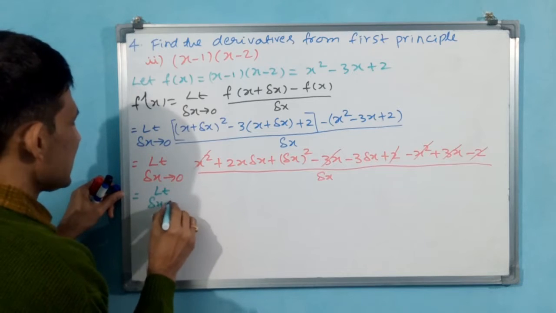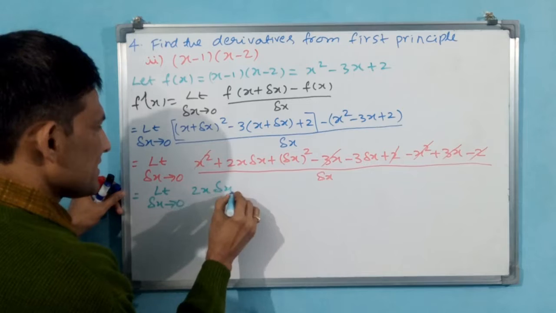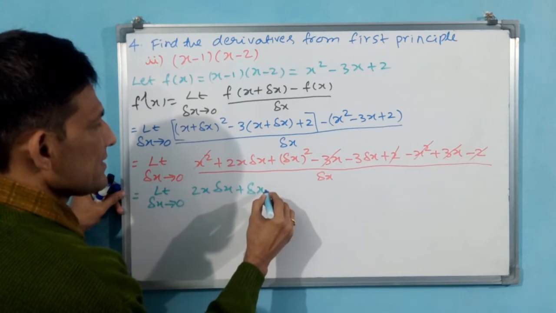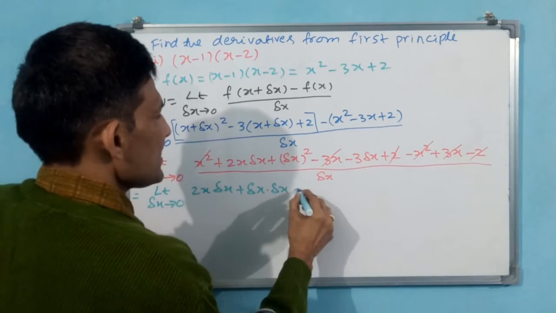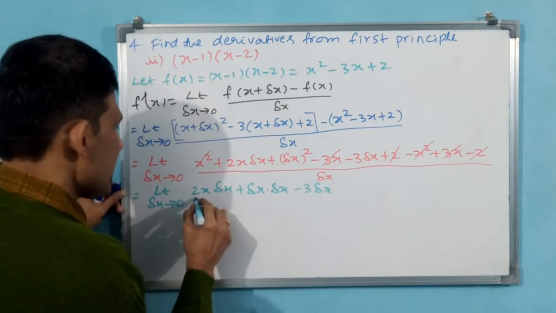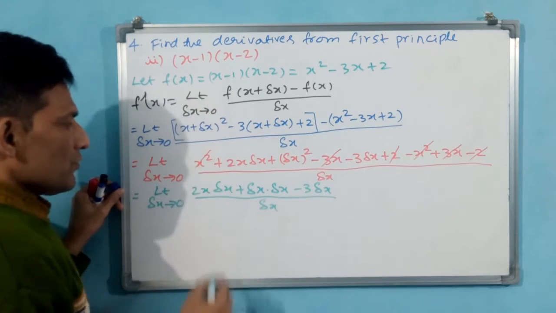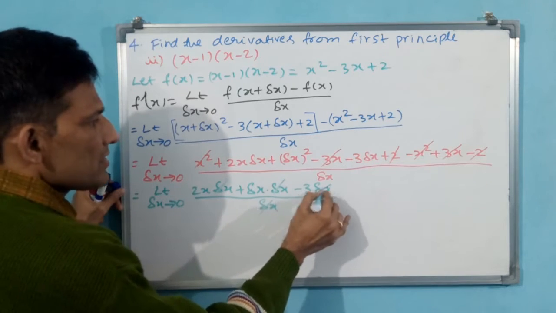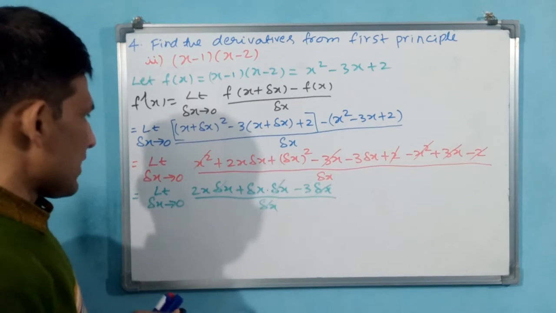limit delta x tends to 0, 2x delta x plus delta x square, delta x into delta x I will write. Minus 3 delta x, that's all, minus 3 delta x divided by delta x. You see, one delta x is going to get cancelled, this delta x is going to get cancelled. Now you write what will happen.